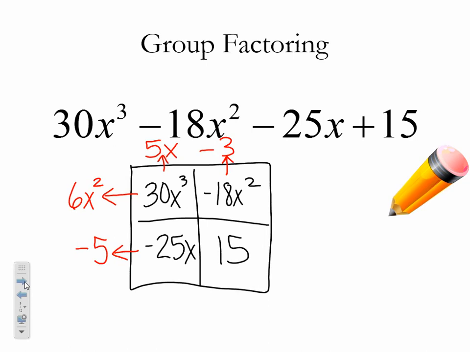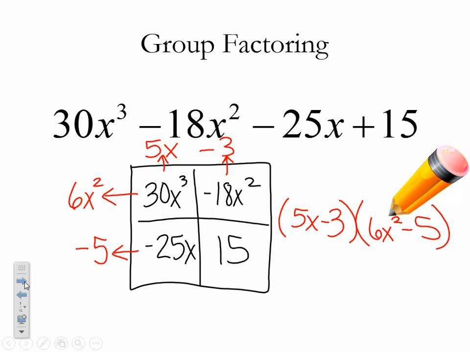And again, you can check by multiplying like you would do in science, okay, with the whole genetics deal, and you can check your answer and make sure it makes sense. But our two factors would be 5x minus 3 and 6x squared minus 5. So before we were getting like 5x minus 3, 6x plus 5 or something like that. Now we're going to see some higher exponents in our final answers.